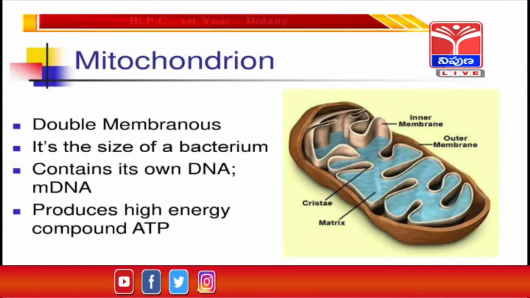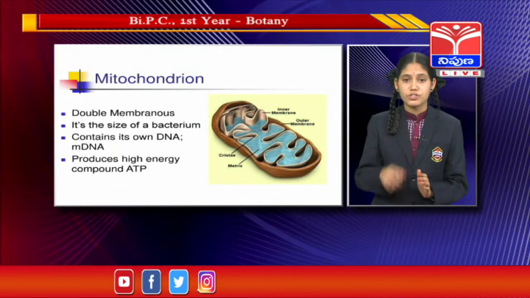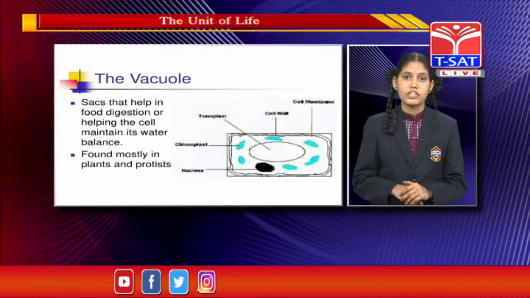The mitochondria is the size of a bacterium. It contains its own DNA, mDNA. It produces high energy compounds of ATP. That's why we can call it the powerhouse of the cell. Next, we will go to the next cellular organelle, the vacuole.